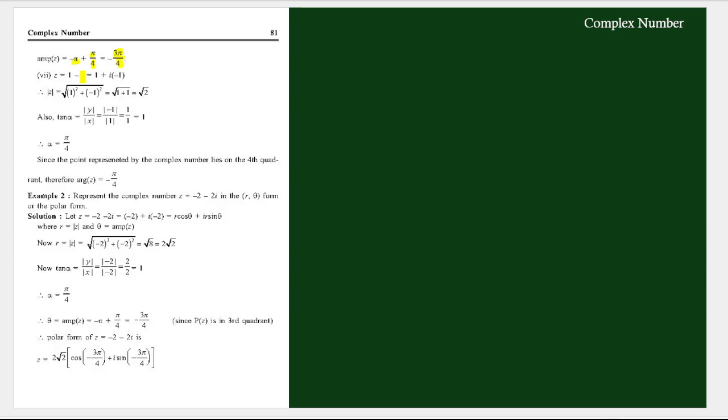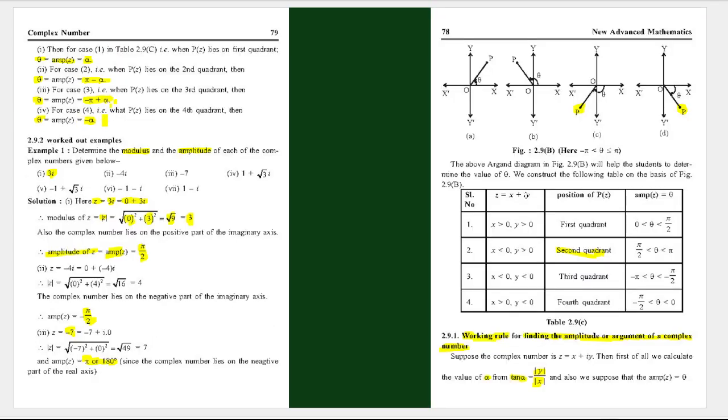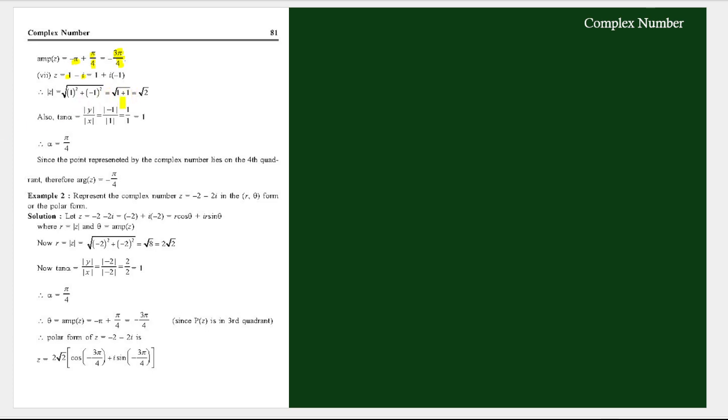Now x is positive and y is negative, so it is in the fourth quadrant. The fourth quadrant is minus alpha, I think. Yes, here it is, minus alpha. So 45 degree, so alpha is pi by 4. So it lies in the fourth quadrant. So the argument of z will be minus alpha. So you need to remember two things.